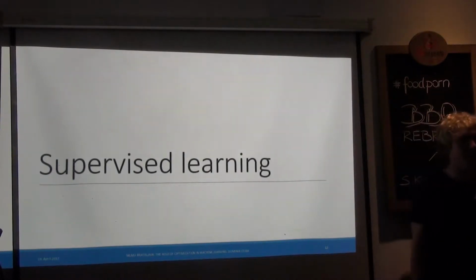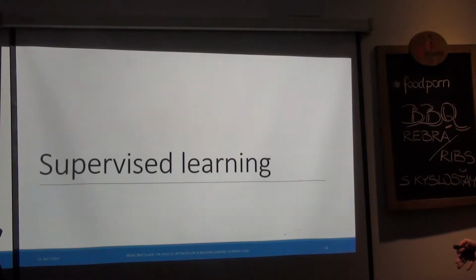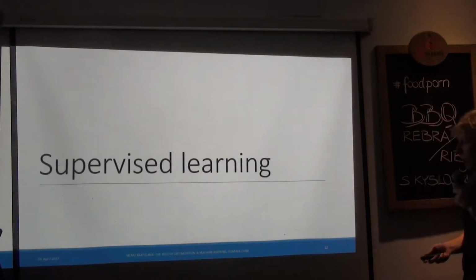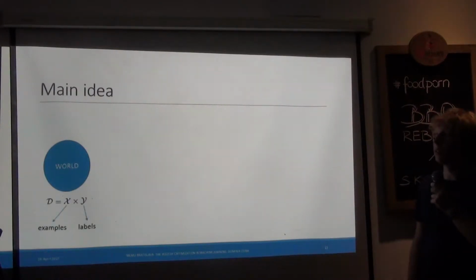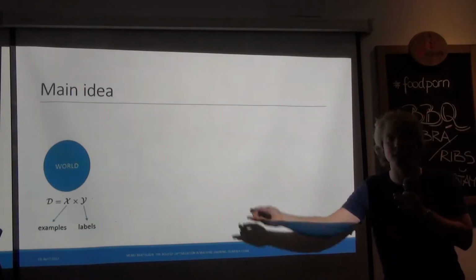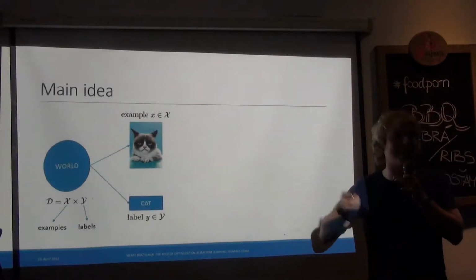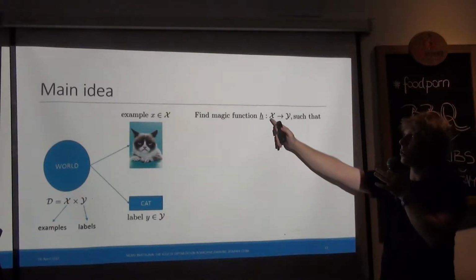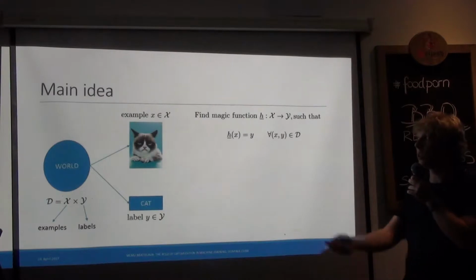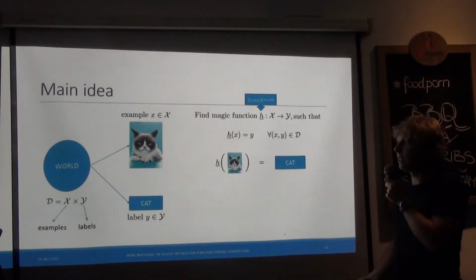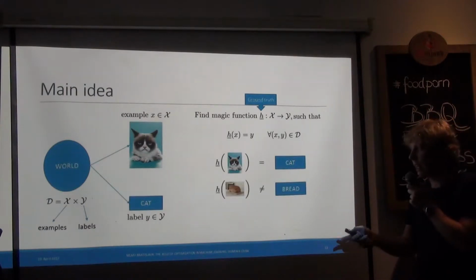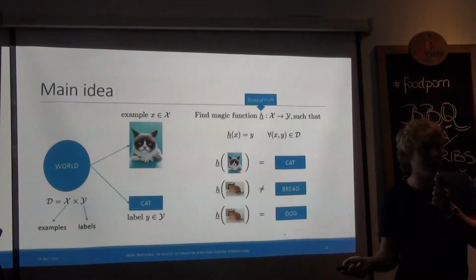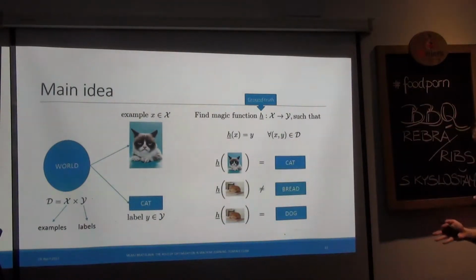Let me quickly go through supervised learning, what that actually is, for those of you who are not sure or have not heard about it. In supervised learning, you have some world, and the world produces examples, pictures of cats, and labels saying that it is indeed a cat. What you want to do is train some sort of function which, for each image, gives you the label, what it is. This is a cat. This is not a cat, because it's a dog. So this is a dog, right?